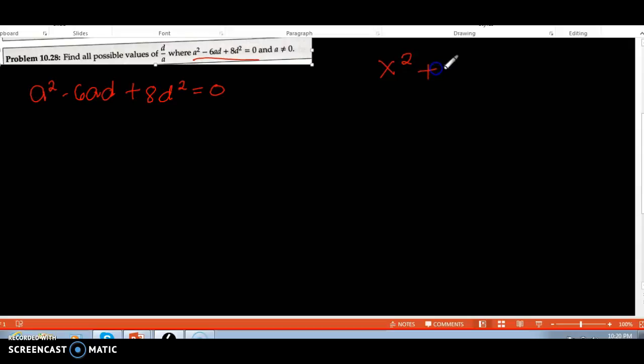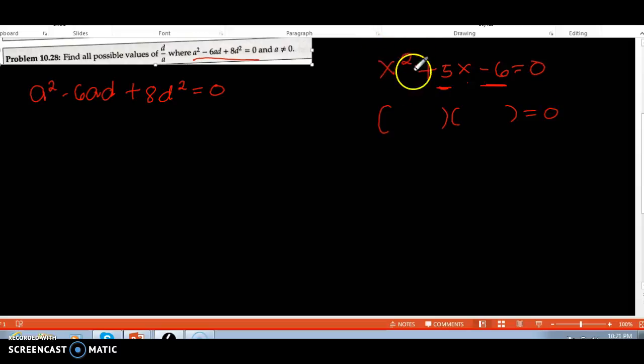X squared plus 5x minus 6 equals 0. This is what you call a trinomial because you have 1, 2, 3 terms. Okay, and this is the coefficient of your second term, and this is your constant or your third term. Now the idea of factoring is really you just factor this into two binomials.